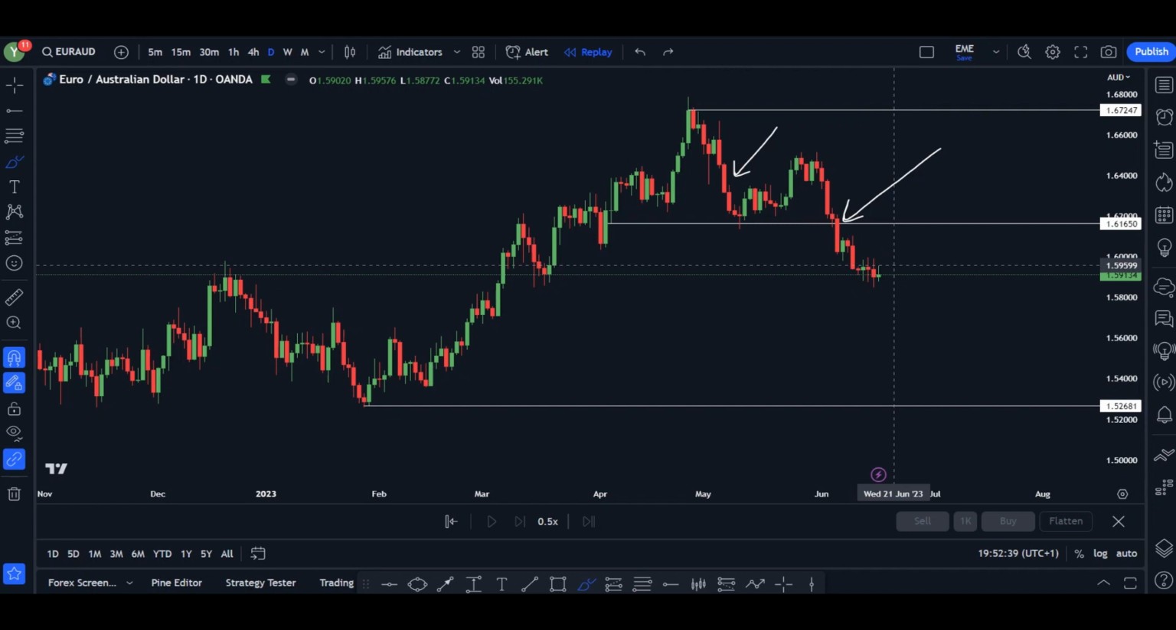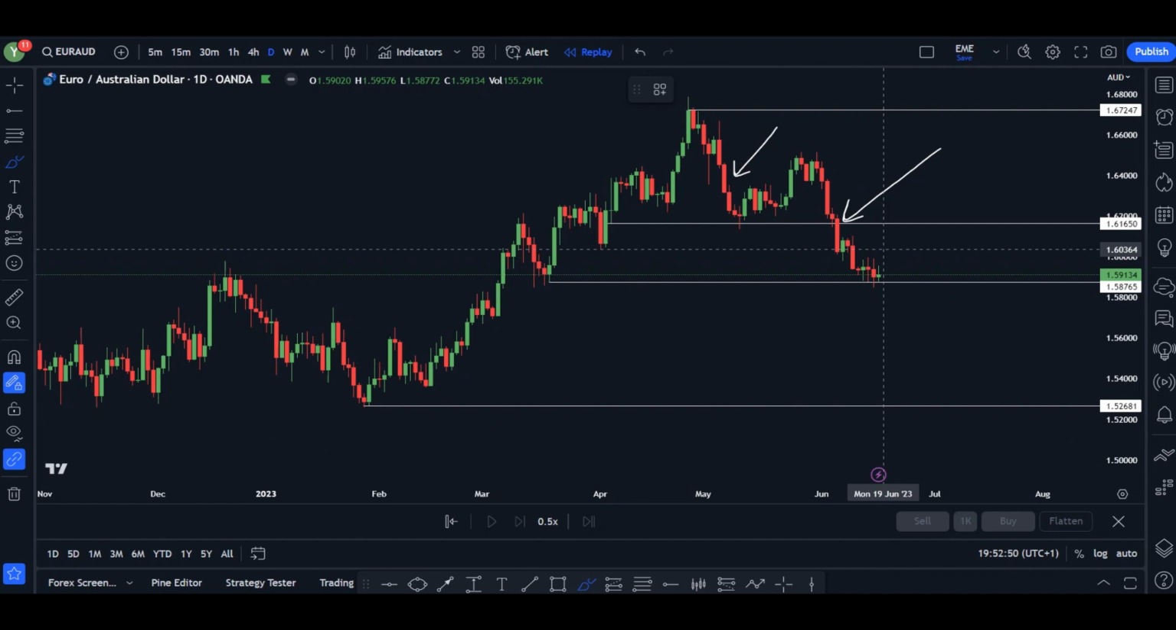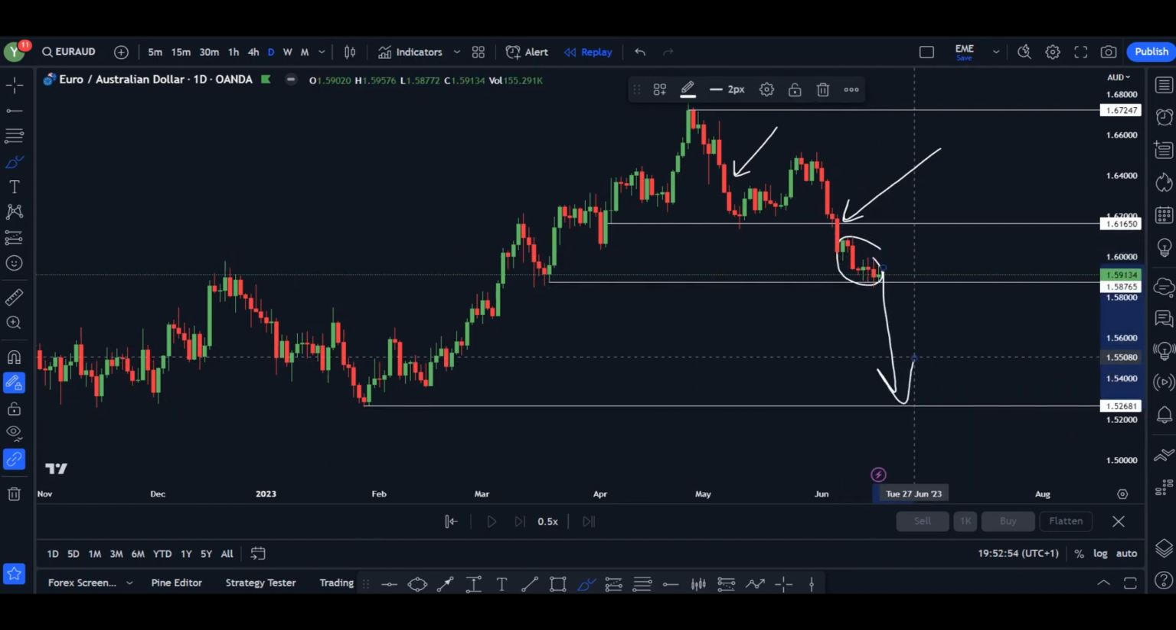This is to tell you that momentum is drying up, and the market wants to take its time to build up enough momentum to tap this level, which is the lower low here.